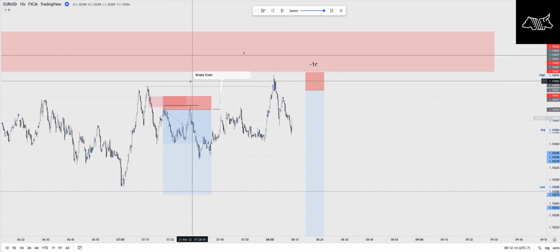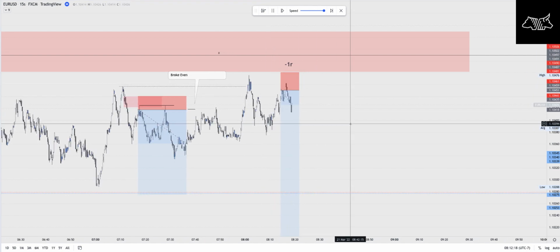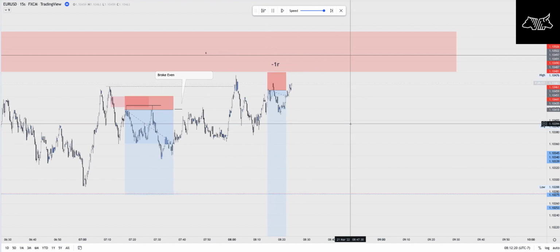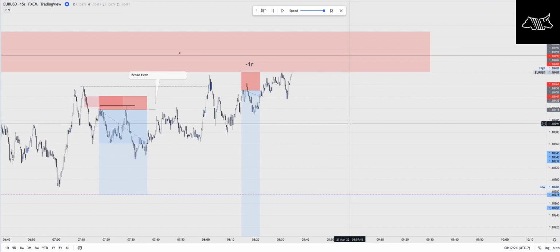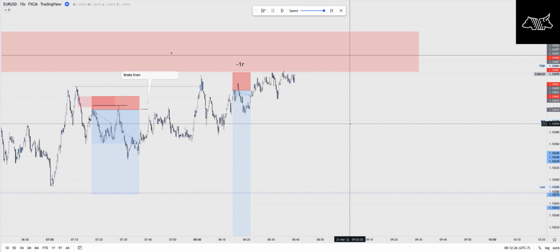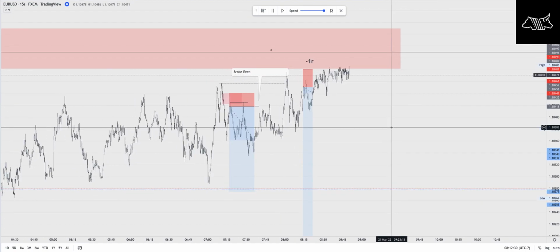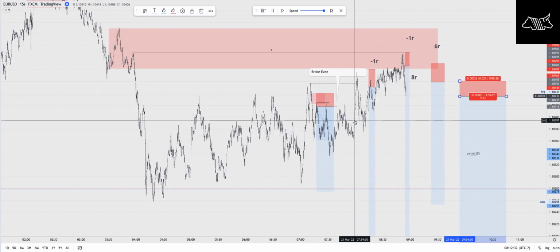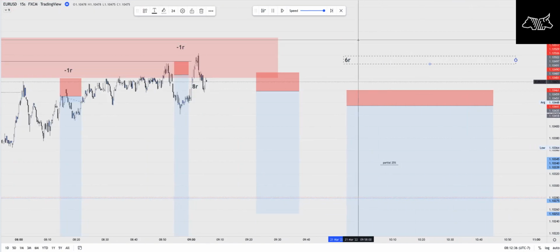But taking out this liquidity, creating a market structure shift, to me, met my rules. Price did go in my favor for a bit, but then ended up taking me out right there. And that's fine. That can happen, right? So now we start to come into the actual supply that I was interested in. Whoops. And this was the first trade right here.